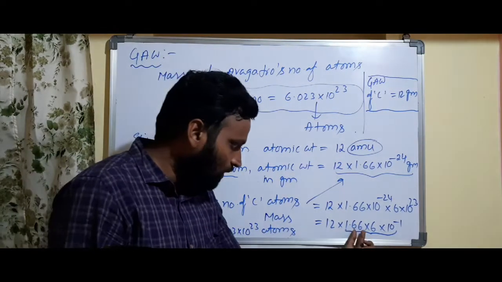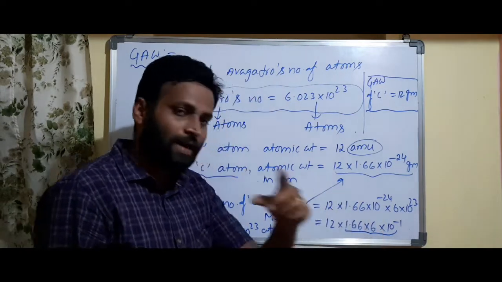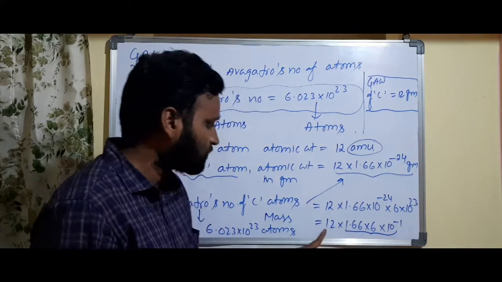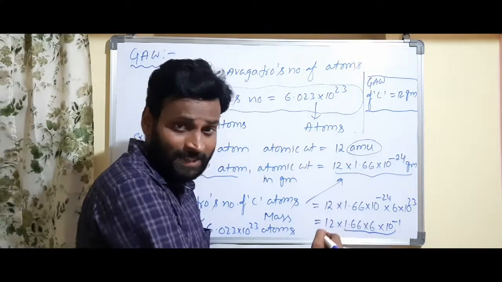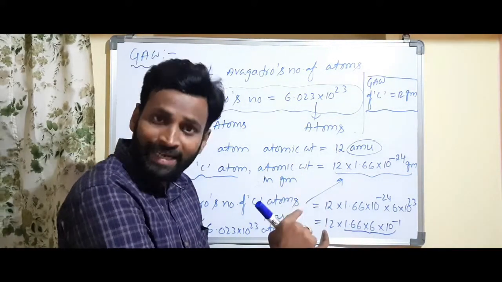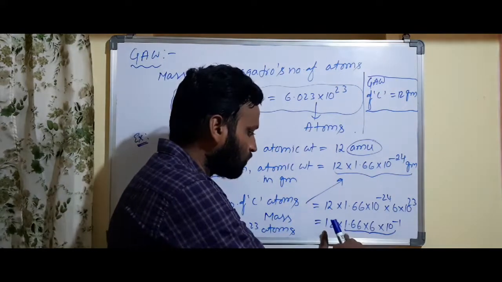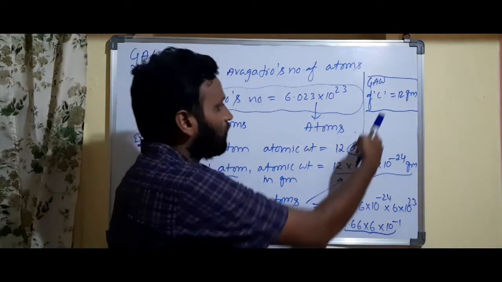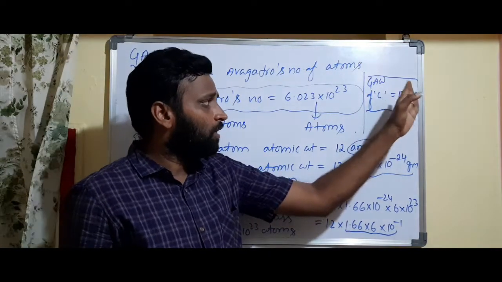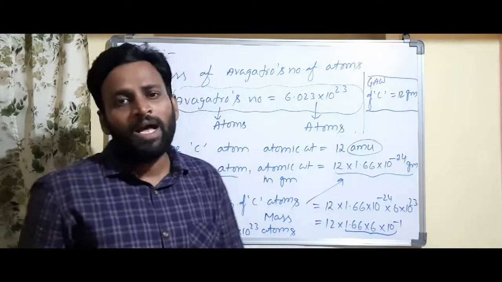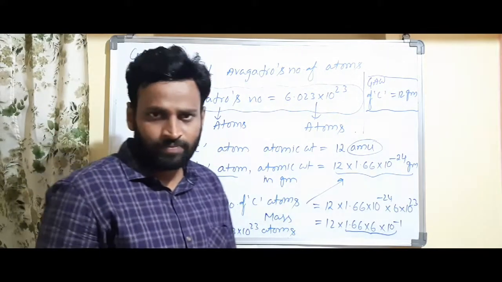So as I told you, 1.66 into 0.6 approximately. Otherwise you just do this: 12 into 1.66 into 0.6. After this, you tell me whether you are getting it or not. So 12 into around this one, you will get 12 grams around. Approximately I am saying 12 grams; it's 12.06 something that will come. So approximately you can take 12 grams.